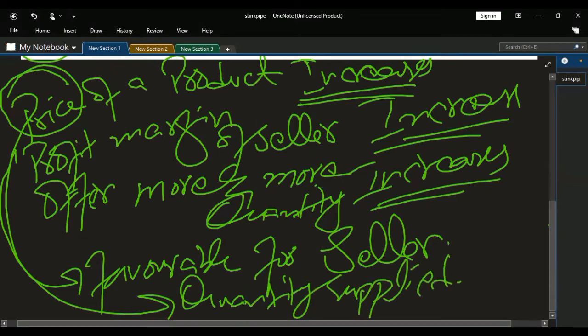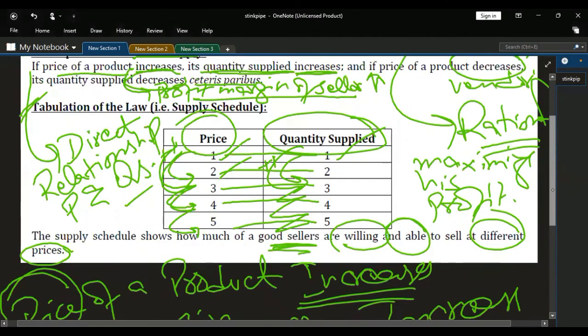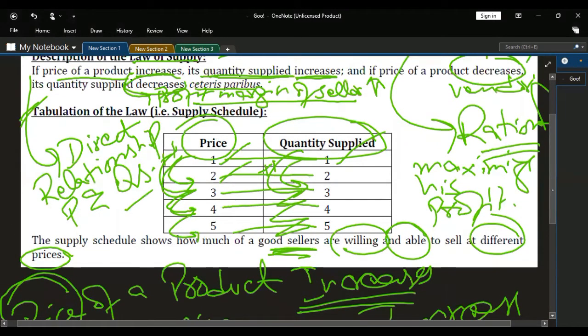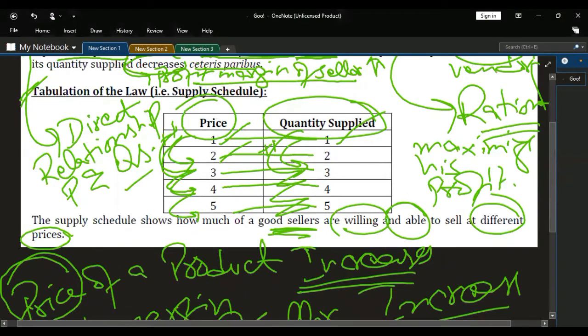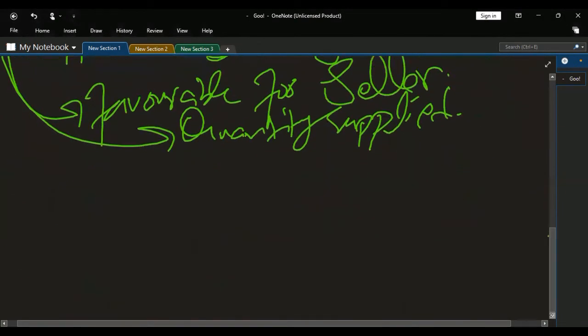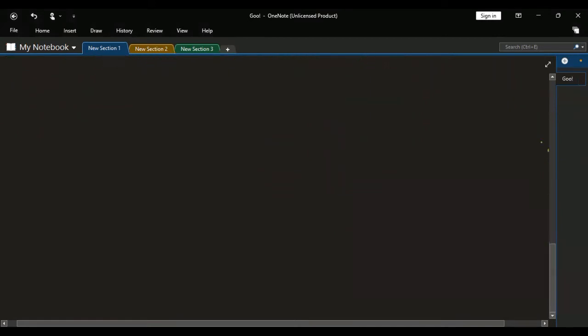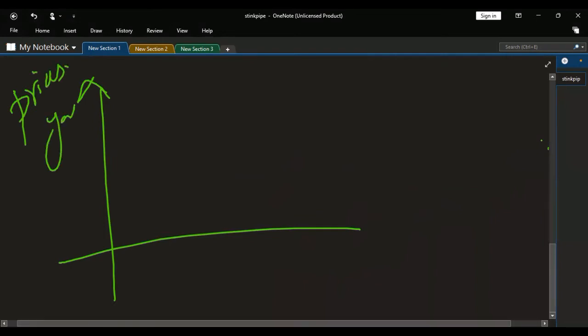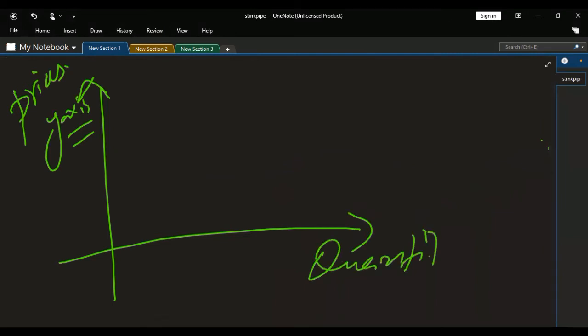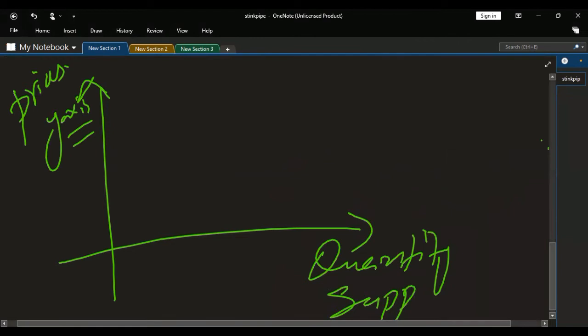Let's make a graph in order to explain the concept in a better way. Let's make a graph here. Prices are taken on the y-axis and quantity supplied is taken on x-axis.